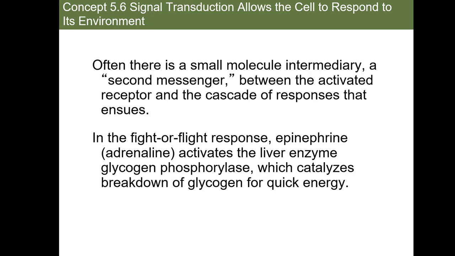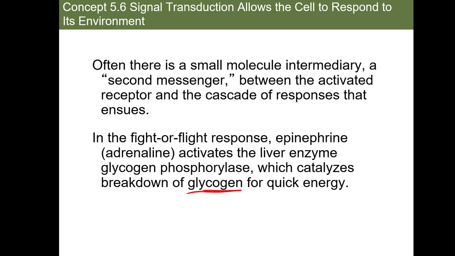So often there is a signal molecule intermediary, a second messenger between the activated receptor and the cascade of responses that ensues. In the fight or flight response, epinephrine or adrenaline activates the liver enzyme glycogen phosphorylase, which catalyzes breakdown of glycogen for quick energy.